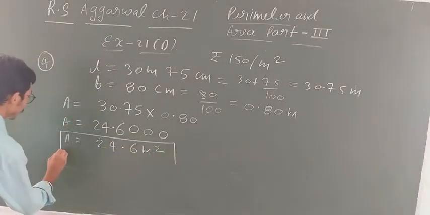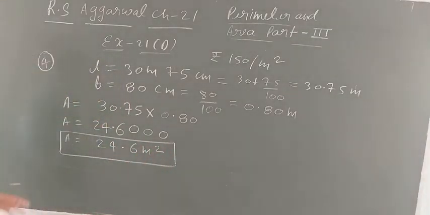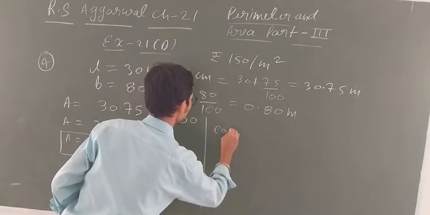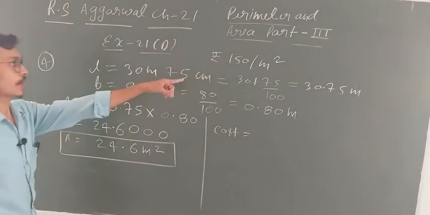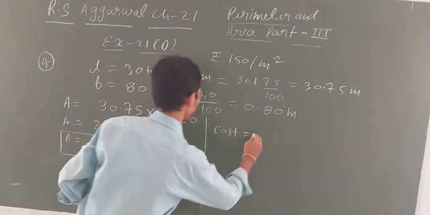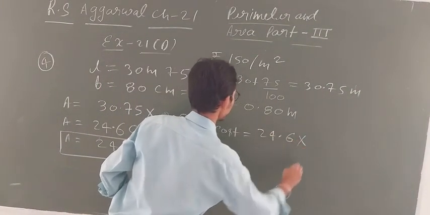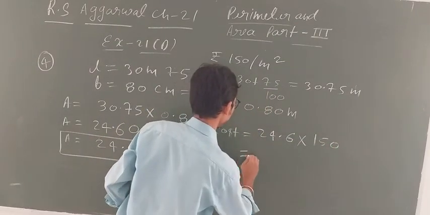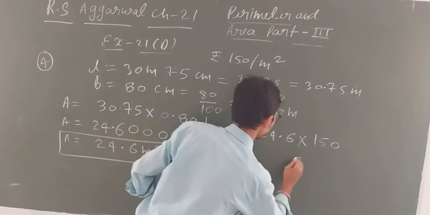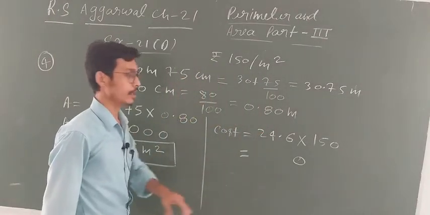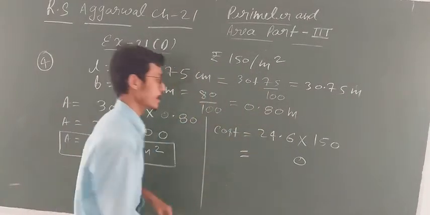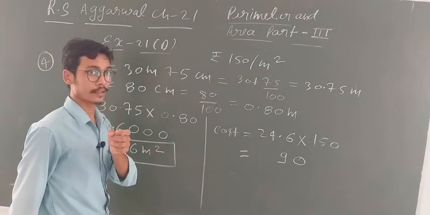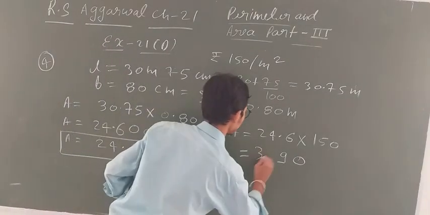Clear student? Next you have to find out what? Next you have to find out cost. So total cost equal to given what? Cost of 1 meter square equal to 150. So total cost 24.6 multiply by 150. Clear? Now multiply: 15 6s are 90. Table should be learned. 5 4s are 20... 60 plus 9 is 69. Okay. 5 2s are 10... 30 plus 6 is 36.